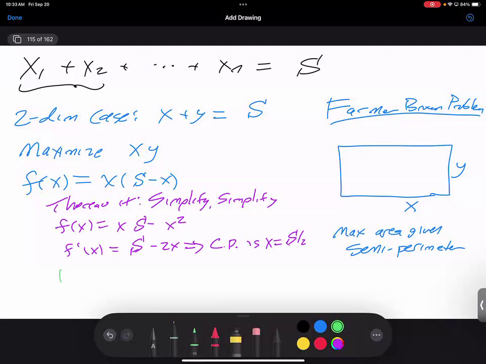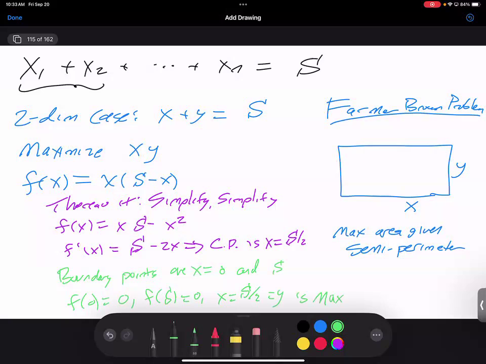And then the boundary points are x equals what? 0 and s. So f of 0 equals 0, f of s equals 0, x equals s halves is the max. Could this be the minimum value? Is it possible I found the minimum value rather than the maximum value? Yeah.